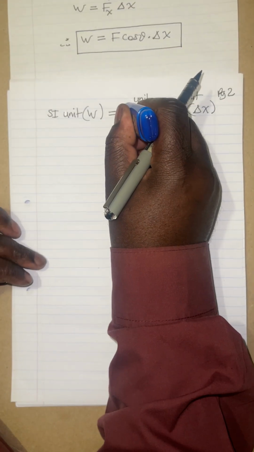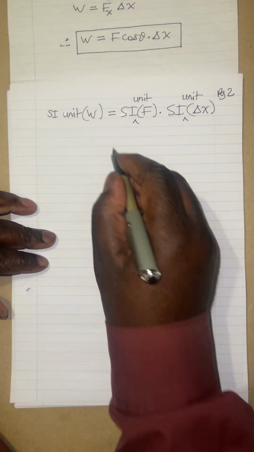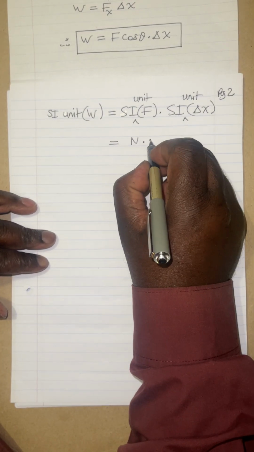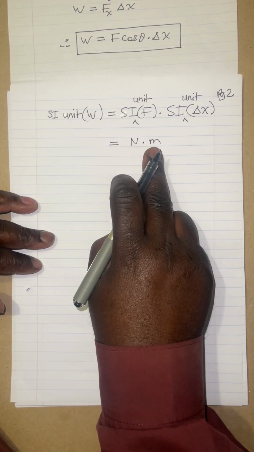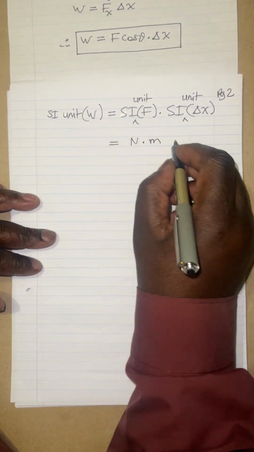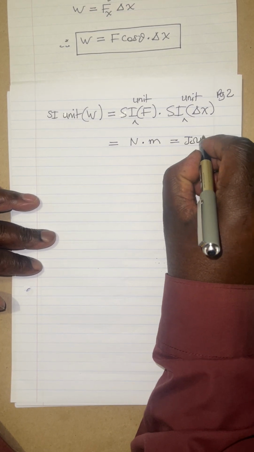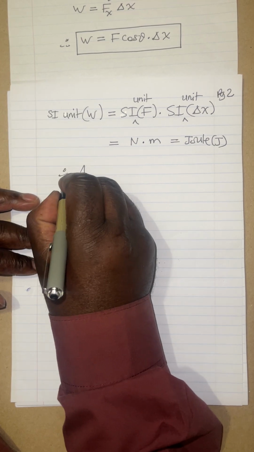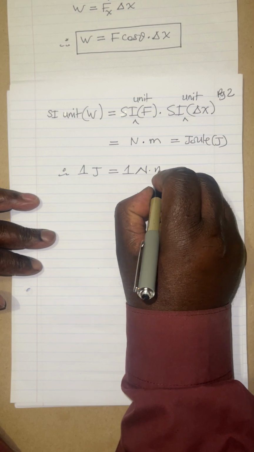Remember, force is measured in newtons. So the SI unit of force is actually Newton. And then we're multiplying by SI unit of distance, which is actually meter. So we're basically saying work done should be measured in Newton meters. And we know that work is measured in joules. So this Newton meter is actually what we call a joule, J. So what are we saying? Therefore, 1 joule is actually equal to 1 Newton meter.